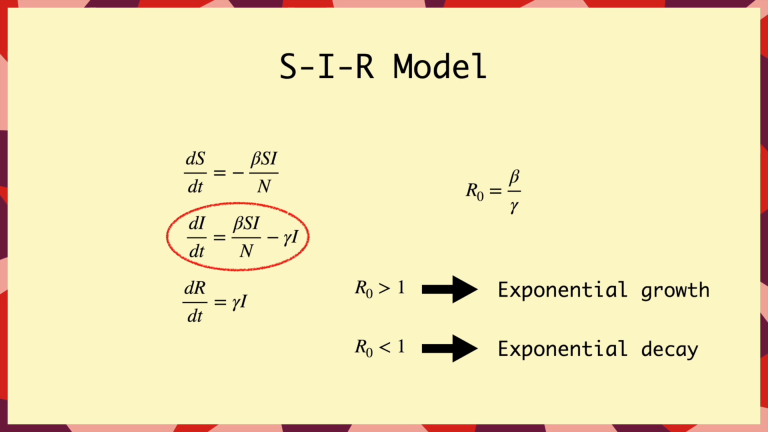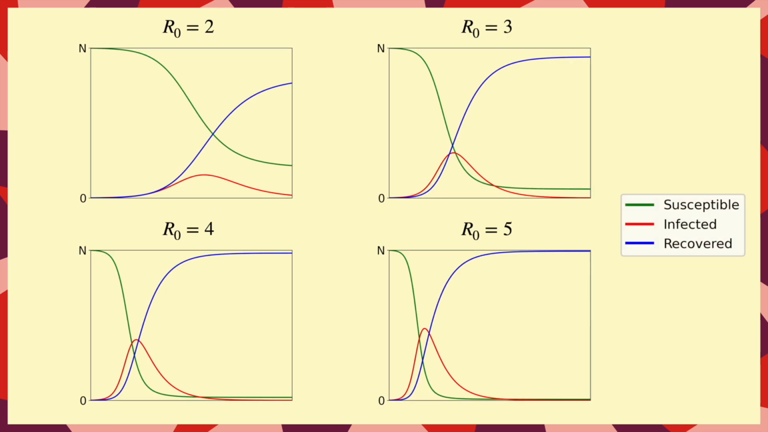Now, we want to get a feel for how this model behaves, so let's take a look at some graphs showing how the system evolves for different values of R0. And in each graph, we can see the number of infected grows initially, reaches a peak, and then tails off to zero. But the higher the value of R0, the higher that peak is, and the faster it arrives. Also, in the top two graphs, you can see quite clearly that a large chunk of the population is still susceptible after the epidemic has come and gone, which isn't the case on the lower graphs.